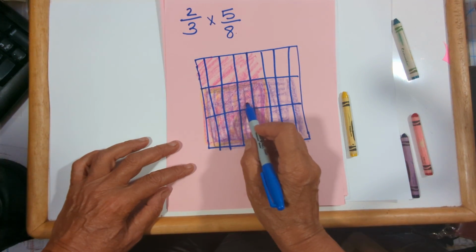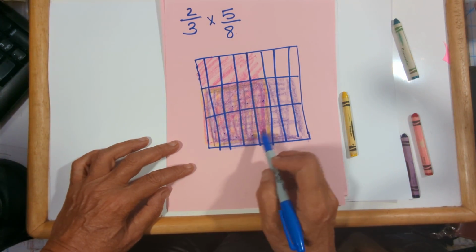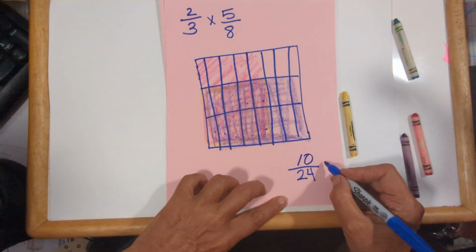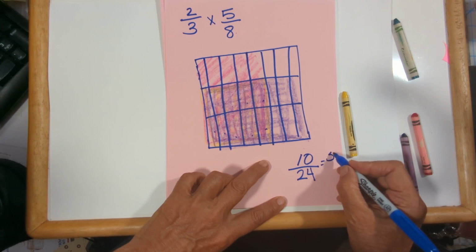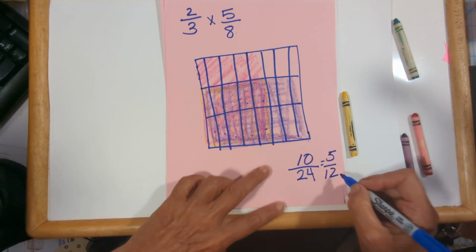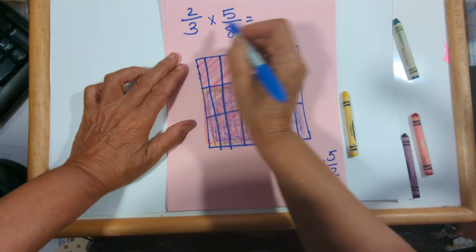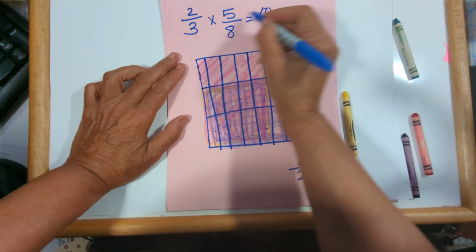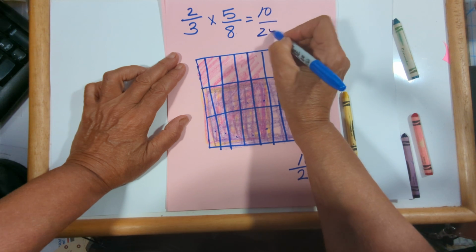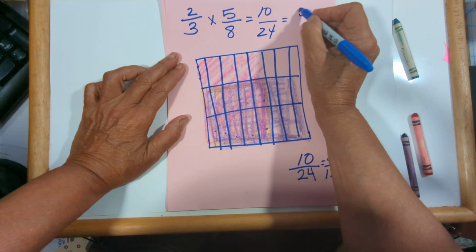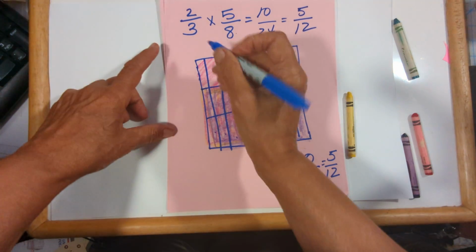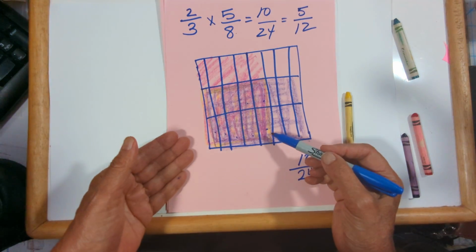1, 2, 3, 4, 5, 6, 7, 8, 9, 10. 10 24ths, which is the same as 5/12ths. And up here, if I did the multiplication out, it's 2 times 5 is 10. 3 times 8 is 24, which again is 5/12. So like I said, this is the way I do it, but this is the way to see it.